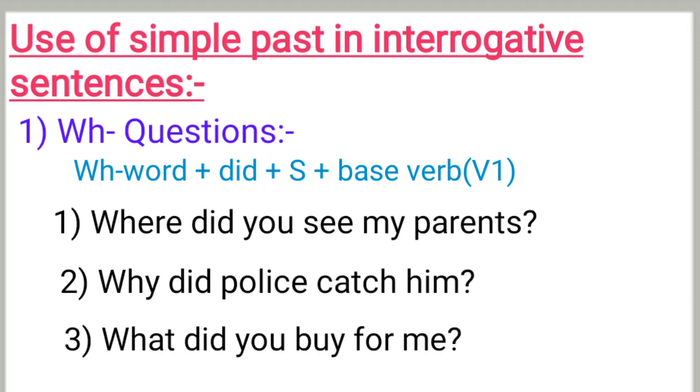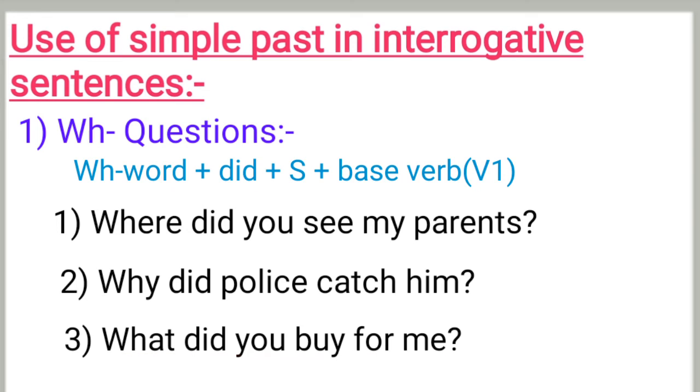And in the third question, I started with what, then we got did, you as a subject, buy means to purchase something, it's a verb first form, for me is the remaining sentence, and then question mark at last. What did you buy for me means तुमने मेरे लिए क्या खरीदा, क्या परचेस किया.